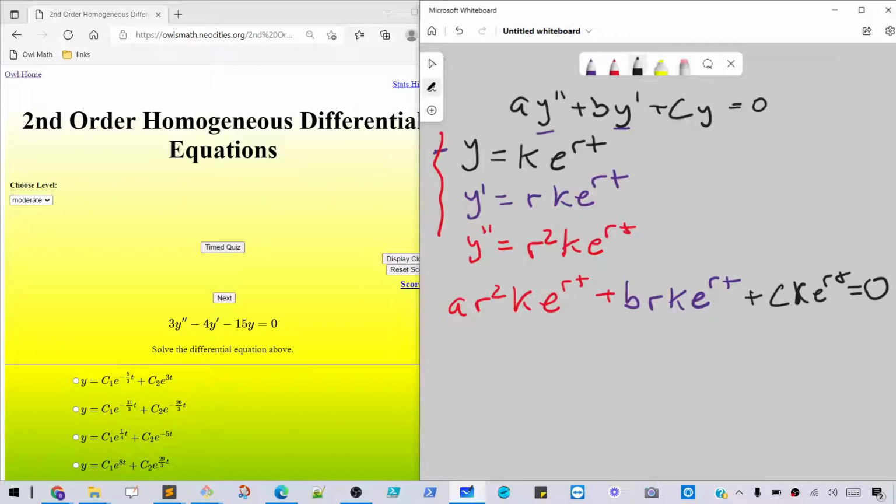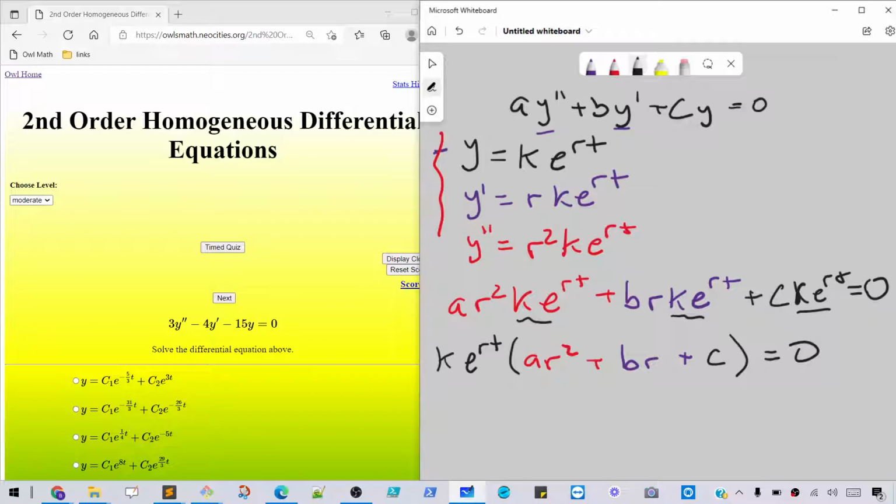The important thing to notice here is that we have a term in common that we can factor out. So we'll just take out a k e^(rt), and just stick with this coloring. And on the inside here, we'll have this whole thing equal to 0.